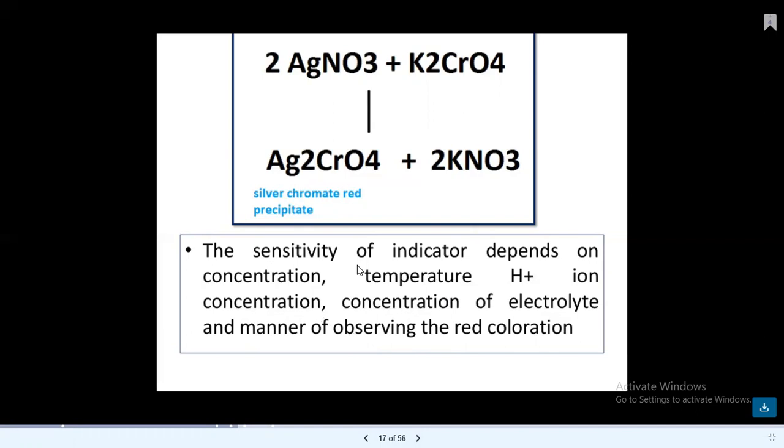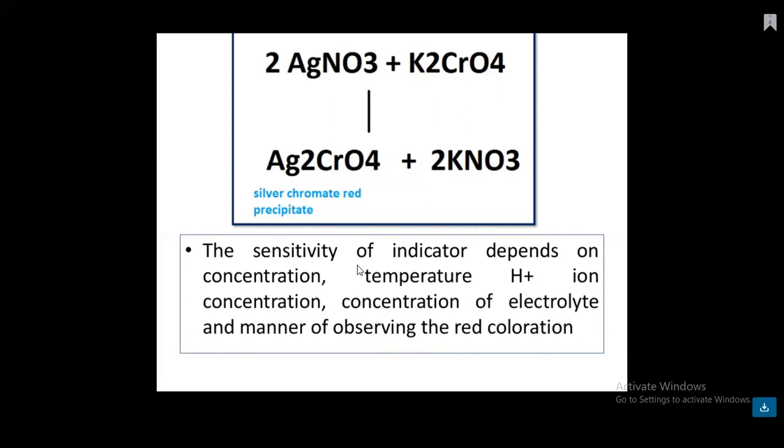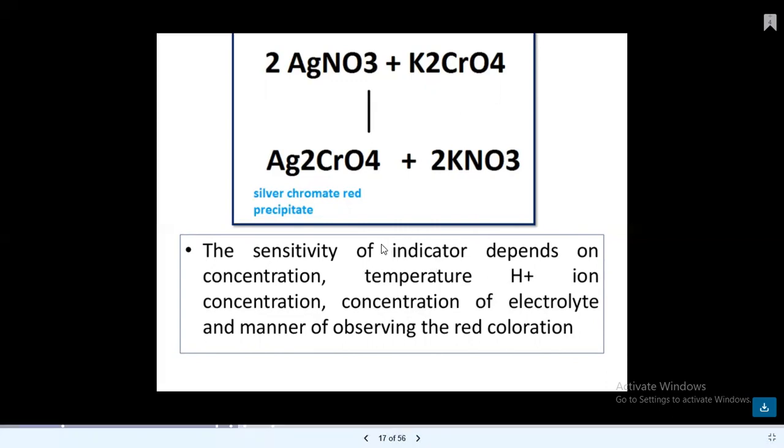To find out the endpoint is very important when we perform this. So the method developed is very important to avoid any error in the quantification. One thing that is very important is to use an indicator that indicates the endpoint very close to the equivalence point. This is dependent upon the concentration of the indicator and the temperature involved throughout the reaction.